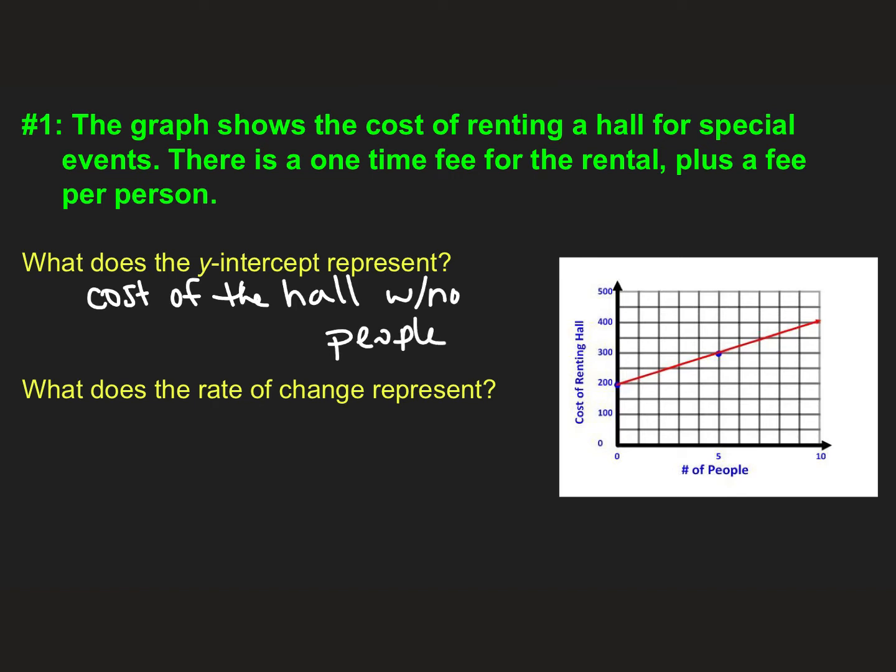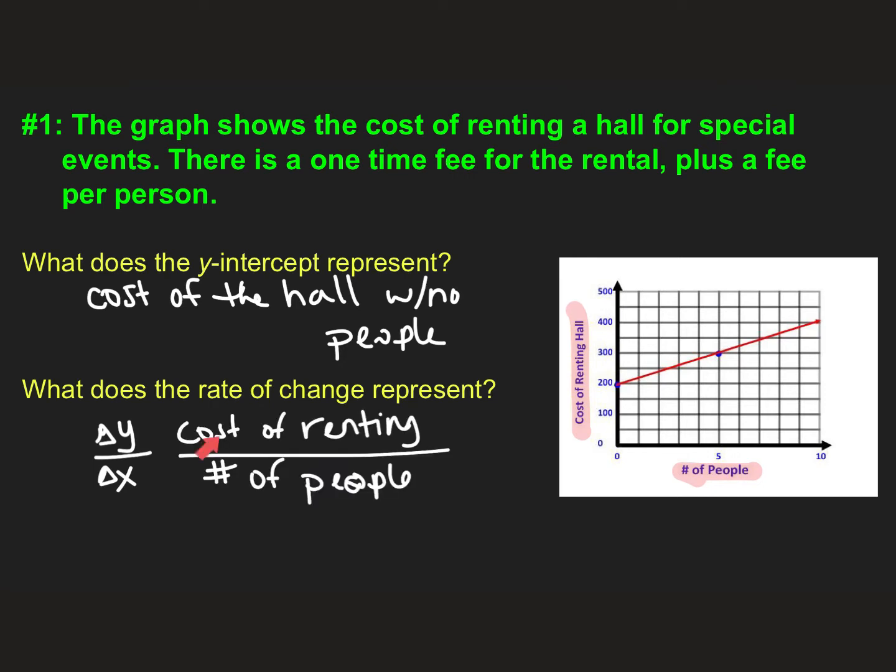So what does the rate of change represent? Well, remember, the rate of change is another word for slope. So this slope, as we're rising, as we're running, we know that slope has to deal with our change in y over our change in x. So we're not going to find it here, but we're going to discuss what it means. What's really important is finding what your x and y axis are. So as I go up, it's the cost. So the cost goes up as the number of people go up. So my rate of change is dealing with the cost of renting the hall depending on the number of people. If we wrote this in one sentence, it would be the cost of renting the hall per the number of people.